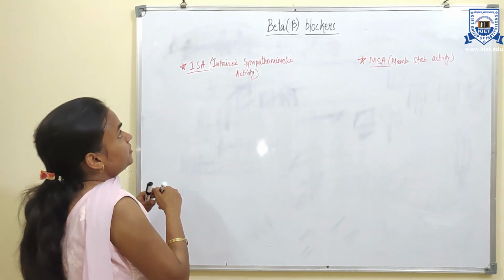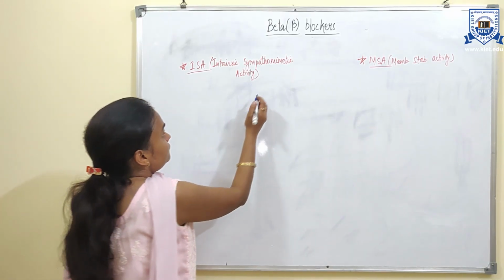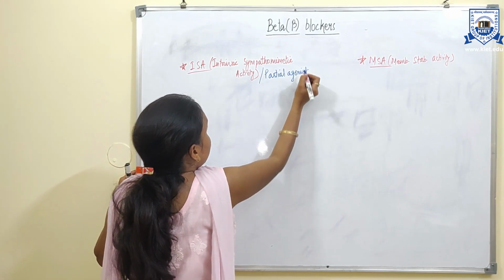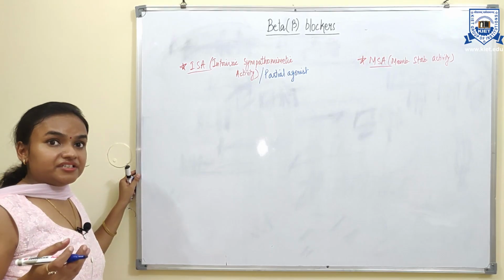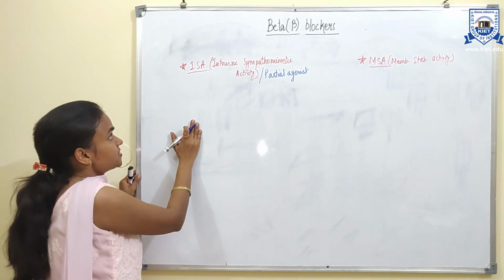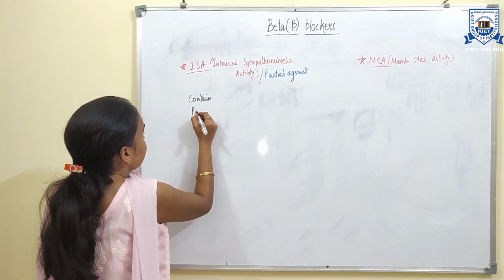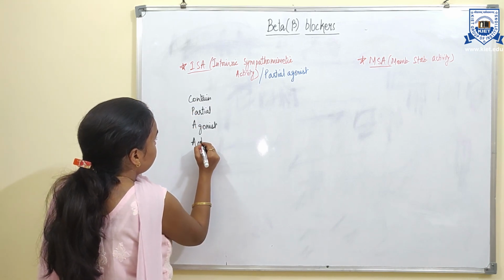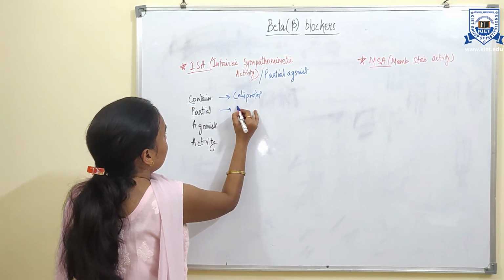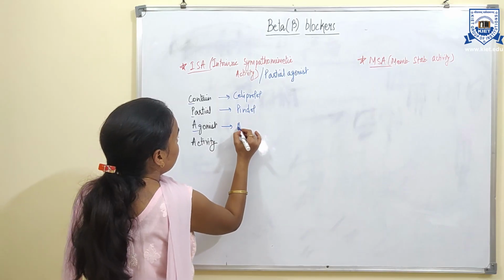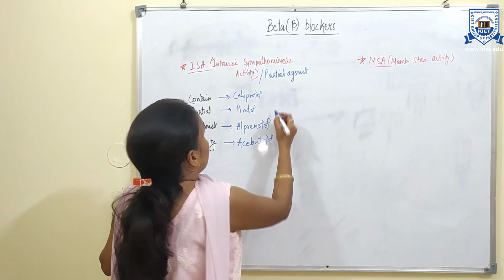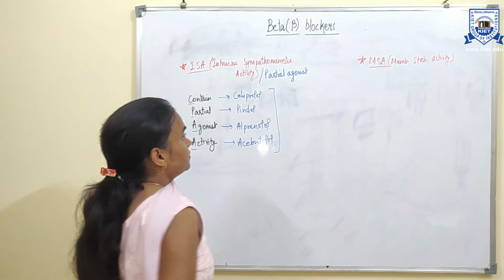So what is the meaning of intrinsic sympathomimetic activity? It is when the drug has partial agonistic activity, that is, the drug neither fully activates the receptor nor fully blocks the receptor. We can remember the drugs in this category, which contain partial agonist activity: C stands for celiprolol, P for pindolol, A for alprenolol, and A for acebutolol. So these are the drugs which have partial agonistic action.